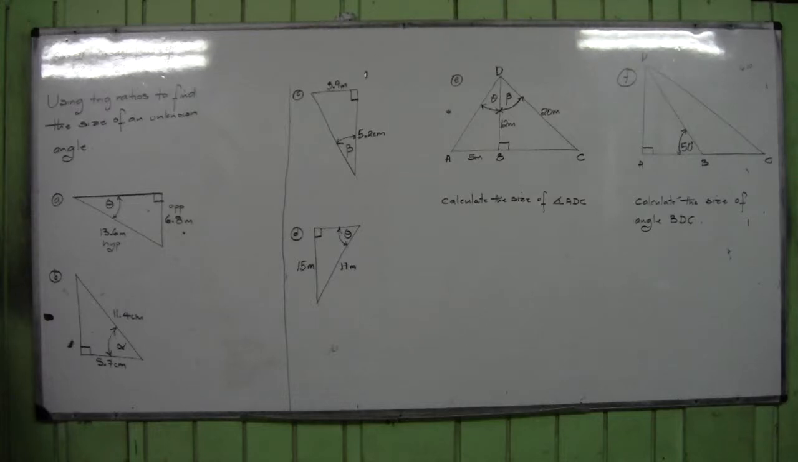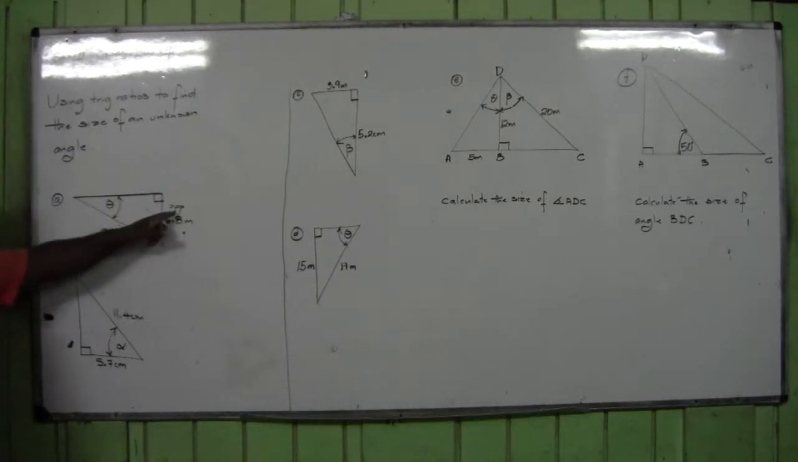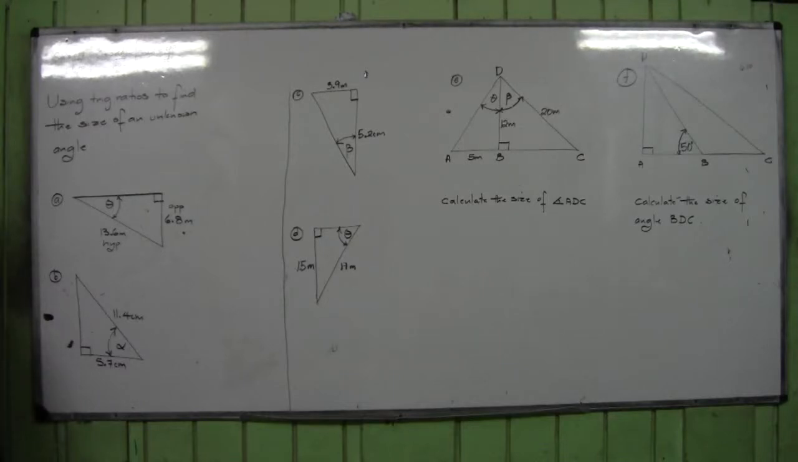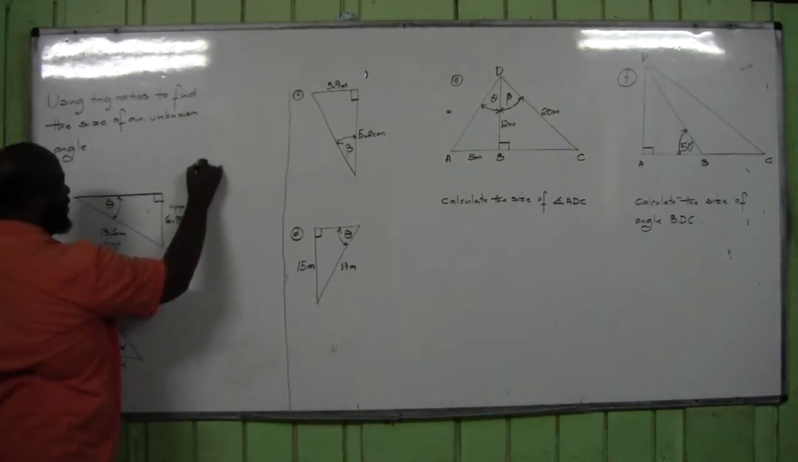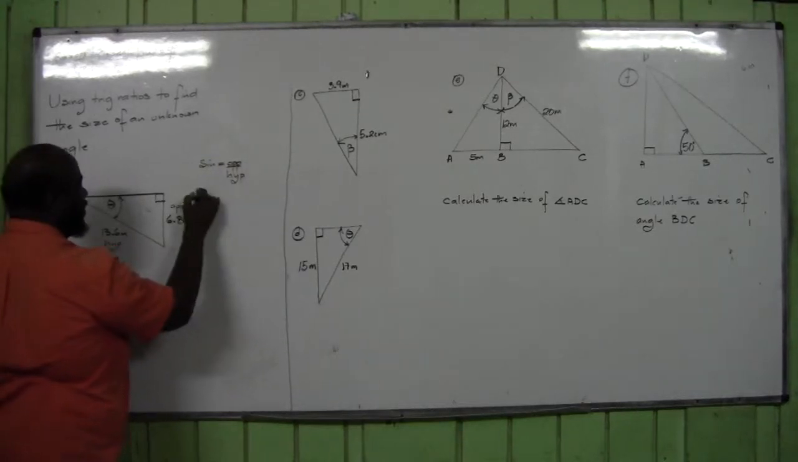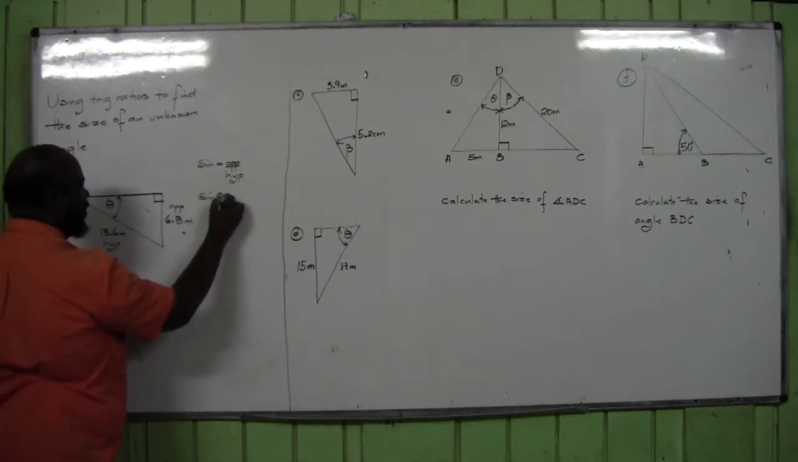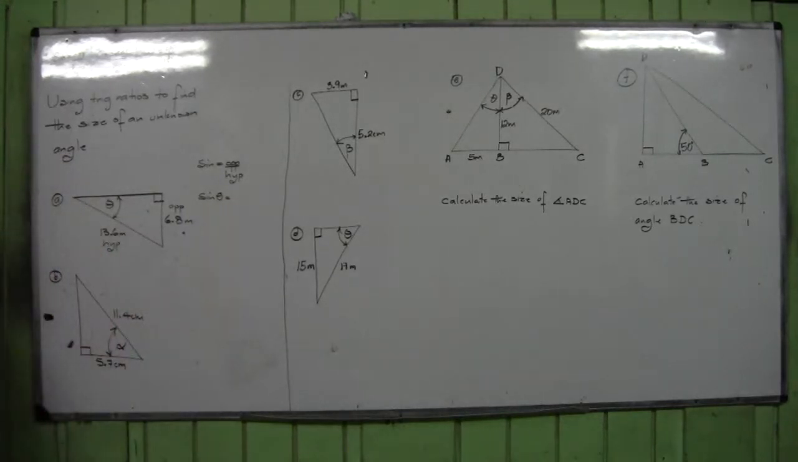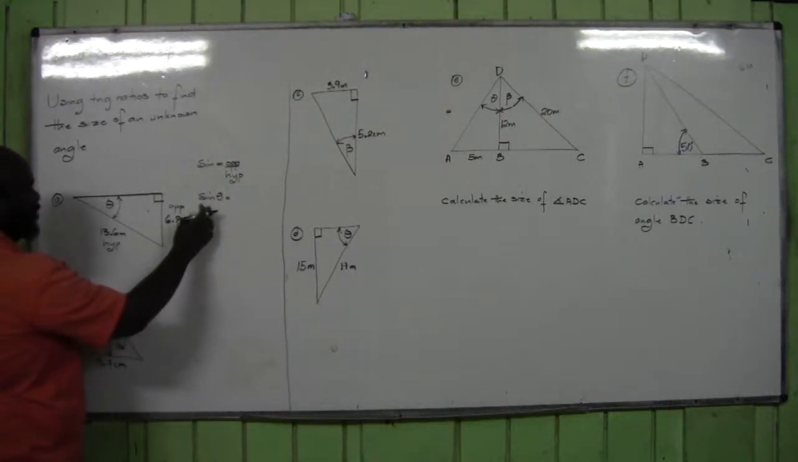Then you ask yourself, which ratio includes opposite and hypotenuse? So I'm going to say sine is equal to opposite over hypotenuse. Then I'm going to say the sine of theta. Remember, sine, cosine and tangent are functions of an angle. After you write sine, cosine or tangent, the next thing you must write is the angle, and in this instance, the angle is what you don't know. Sine theta is equal to the side opposite.